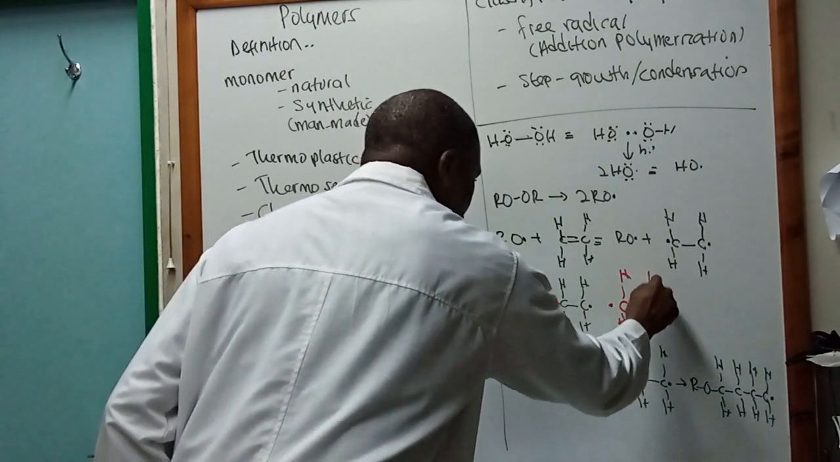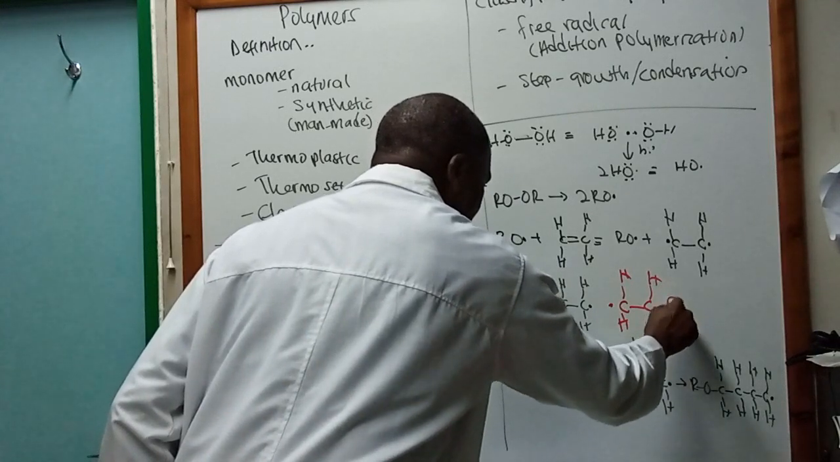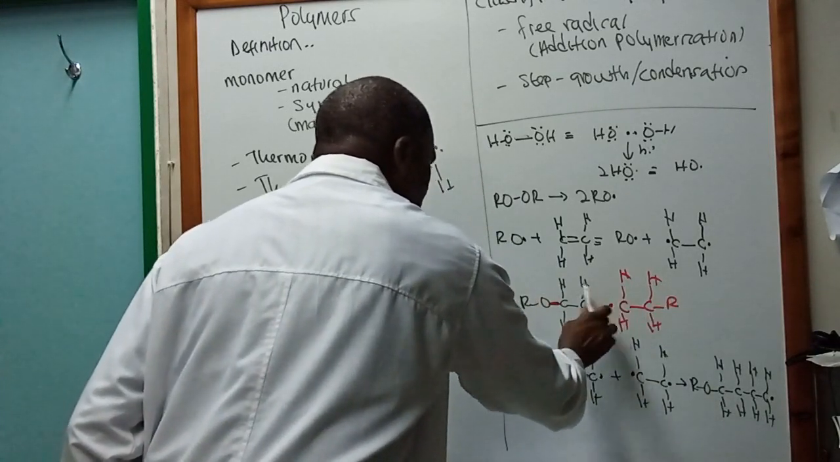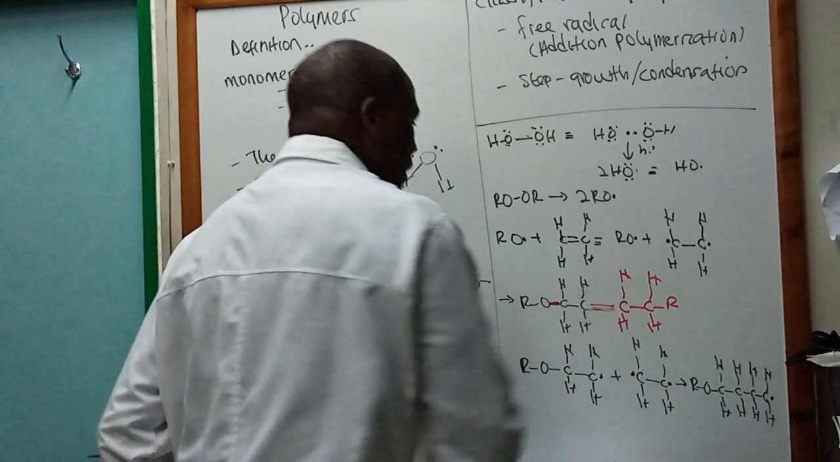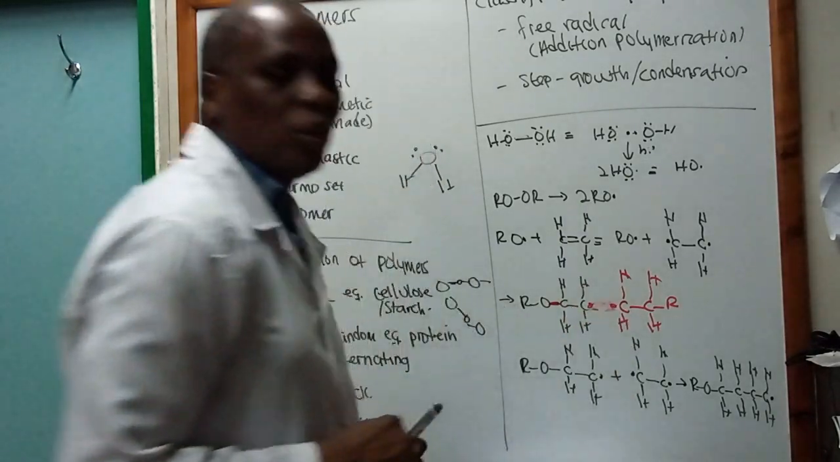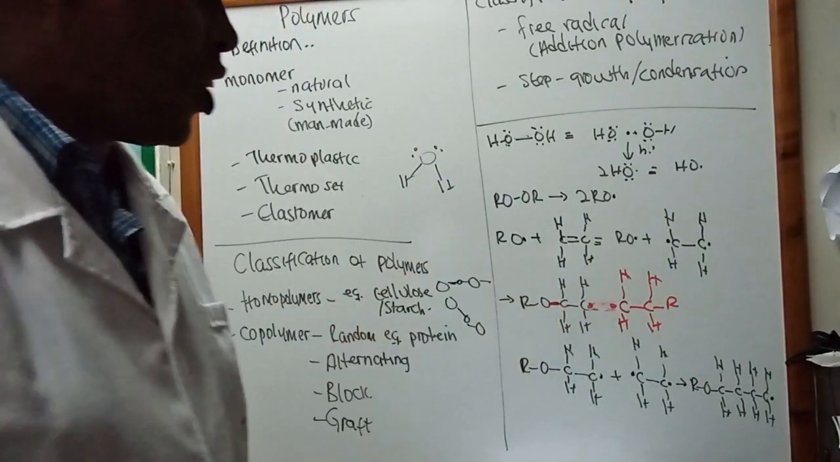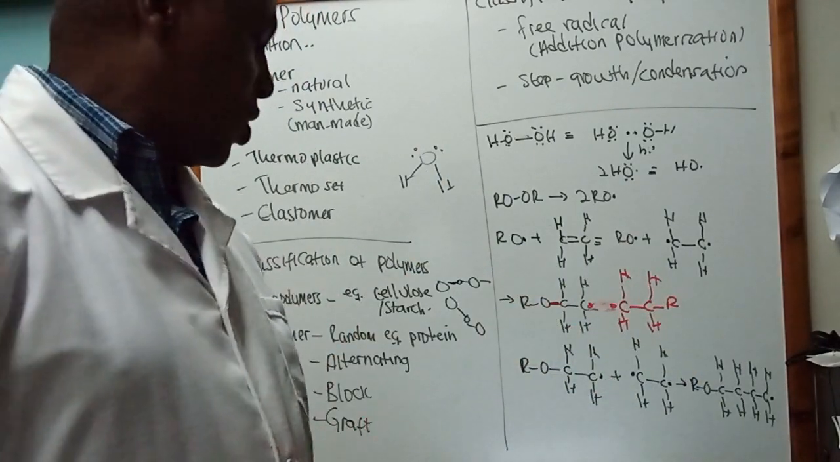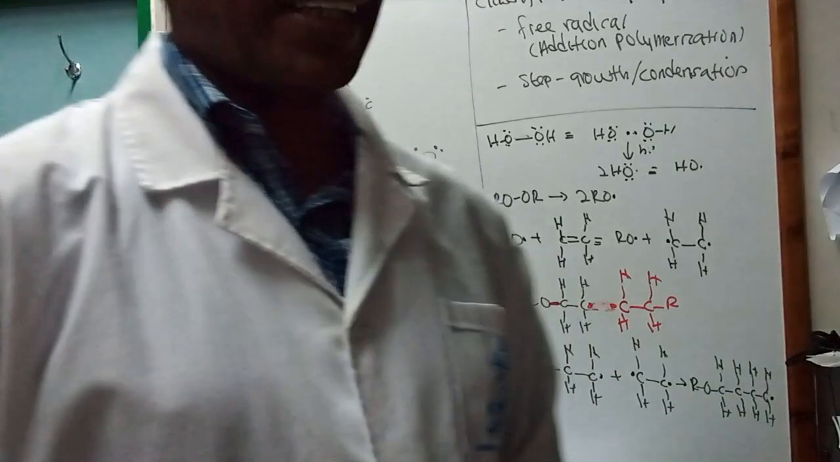Yeah, I'll just show it on this other side. So they're going to join together to form a covalent bond. This covalent bond is made up of one radical and another radical. So two radicals are going to join together to form a covalent bond. All of these things are being shown in your notes.